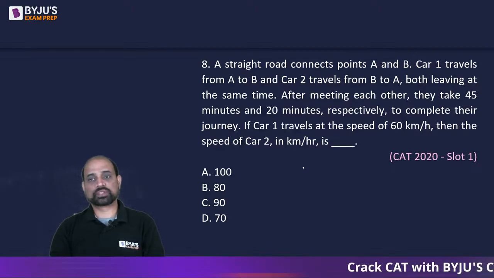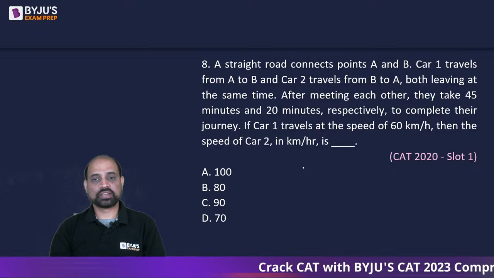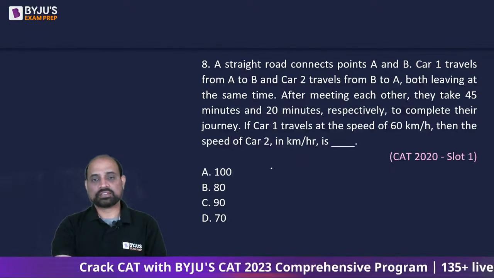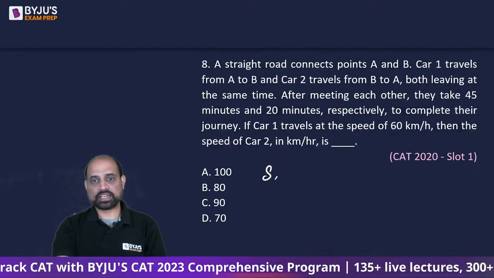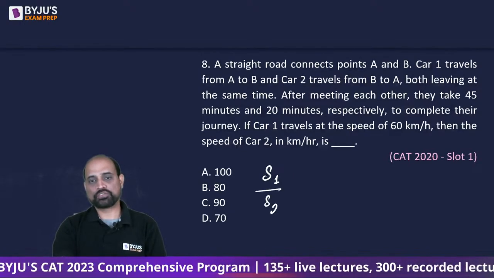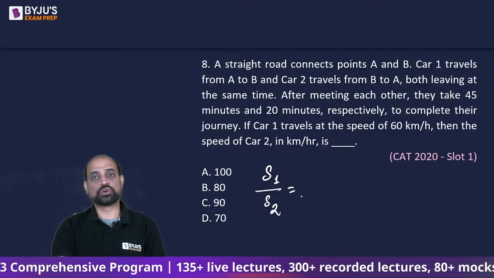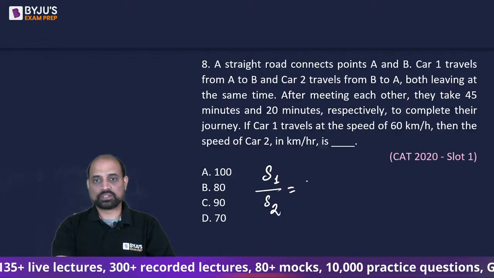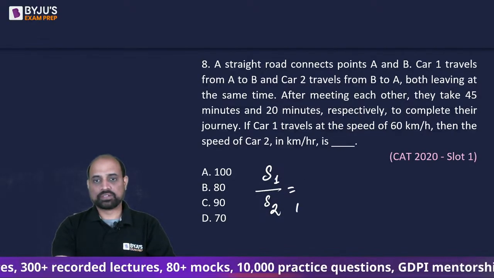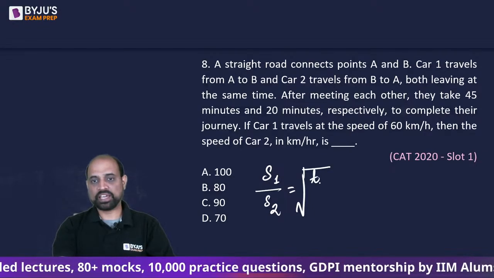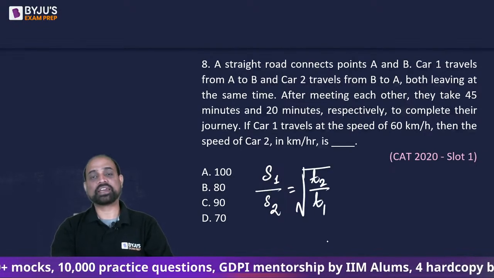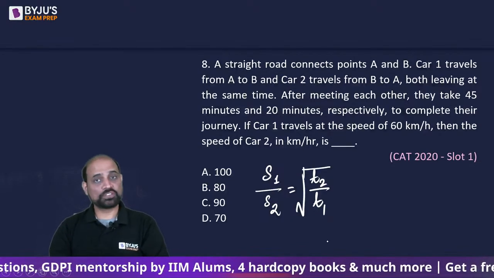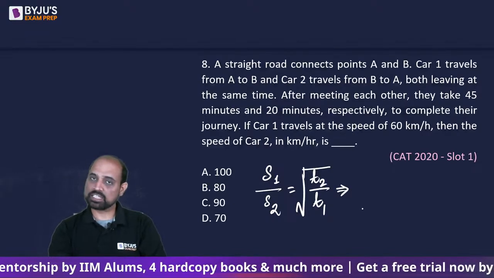So, there is a shortcut to this particular question, okay? The speed of car 1 upon speed of car 2 is going to be the geometric mean of time taken by car 2 upon time taken by car 1 after they meet. Out of these four variables, हमें तीन के बारे में पहले से पता है.